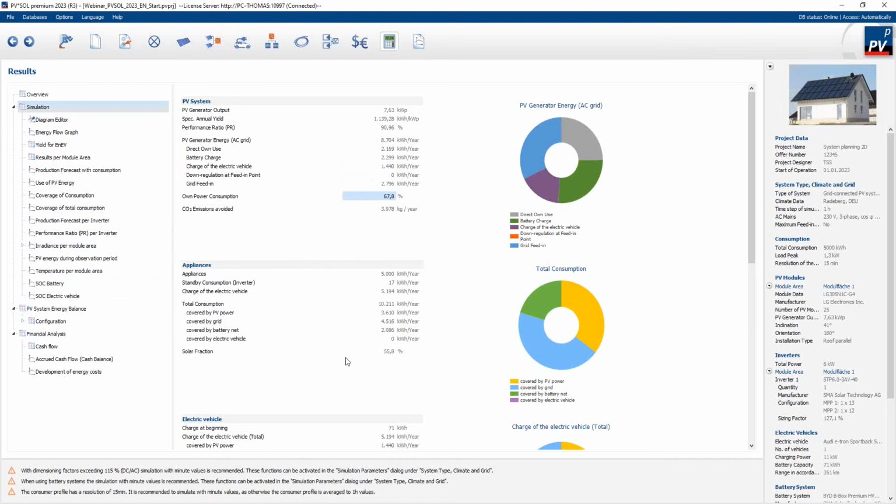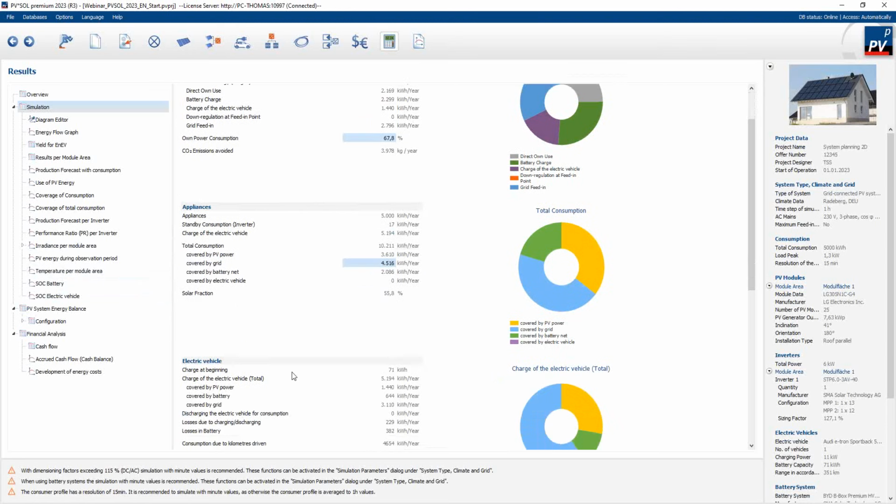Same for the appliances. We have the household consumption of 5,000 kilowatt hours per year. And in addition, the charge of the electric vehicle to drive our mileage. So we have a total consumption of more than 10,000 kilowatt hours, and from this we can cover more than 55%. As you can see, 3,610 is covered by the PV power directly, 2,086 is covered by the battery, and covered by the grid is only 4,500 kilowatt hours.